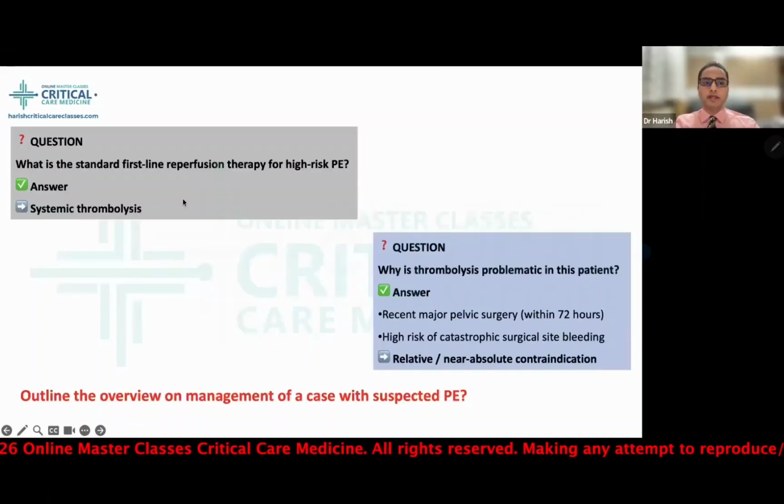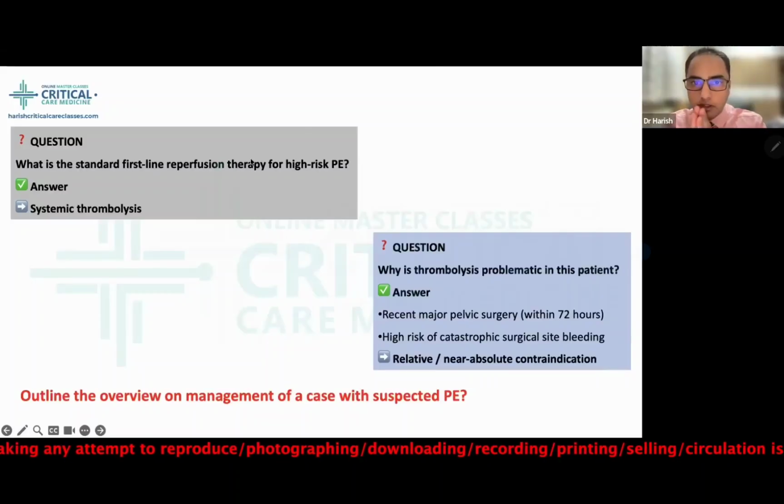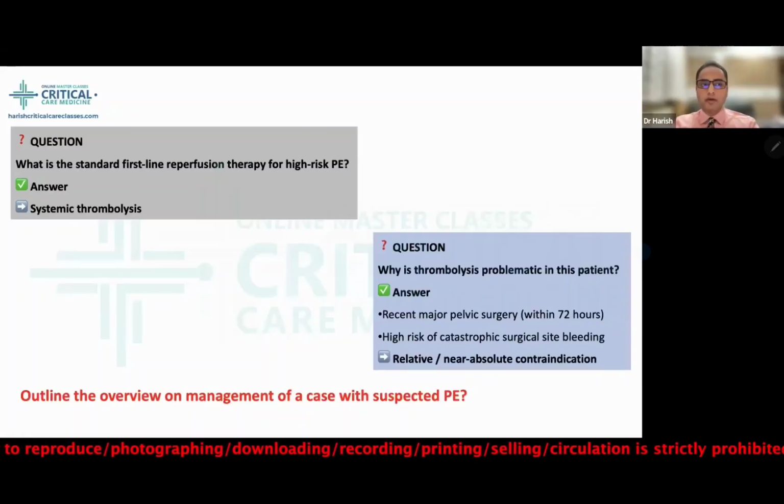Okay. So what is the standard first line of reperfusion therapy in high risk PE? So forget about our patient, but if a patient is having a high risk PE with unstable hemodynamics, the standard way of therapy is systemic thrombolysis. Okay.